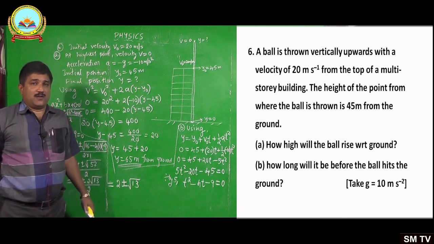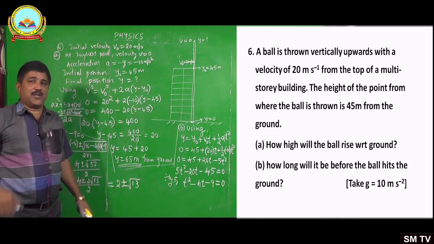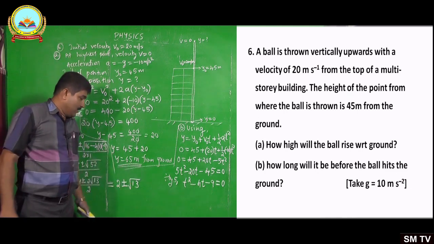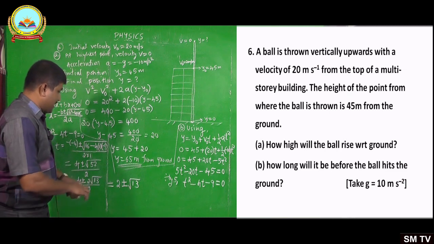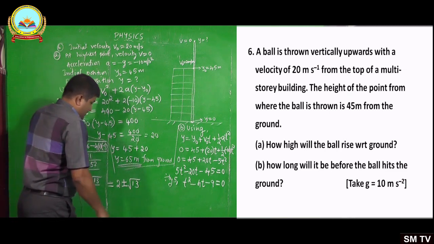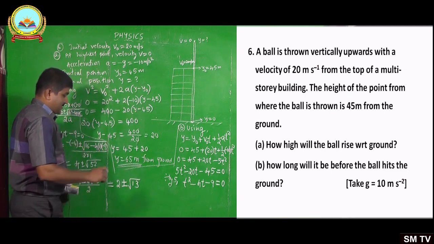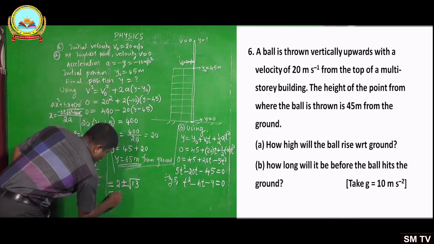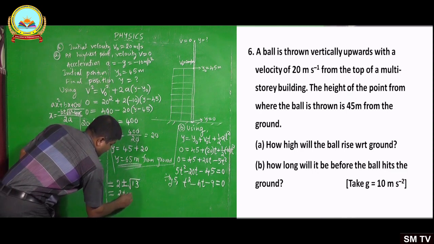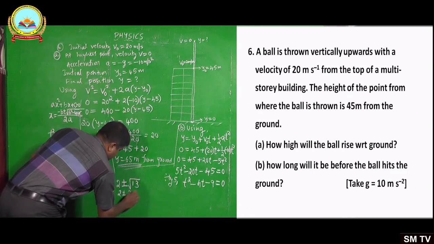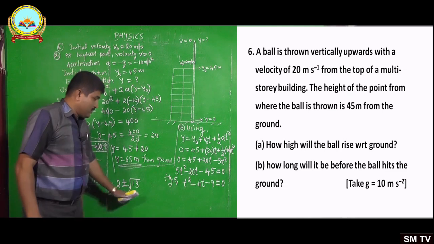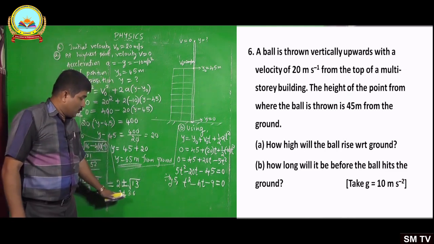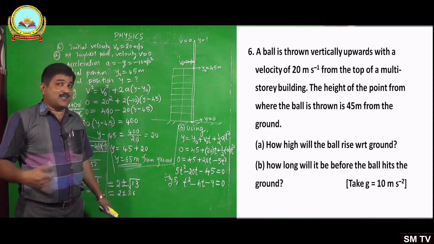So root 13 is more than 3, obviously. You can use a calculator and get the number. So the value of 2 plus root 13 is 3.6. Okay, 3.6 it is. Use a calculator, you get 3.6. Now 2 plus or minus root 13, so that is 3.6. Rounded to two or three significant figures, you take 3.60. Now 2 minus 3.6 is minus 1.6.